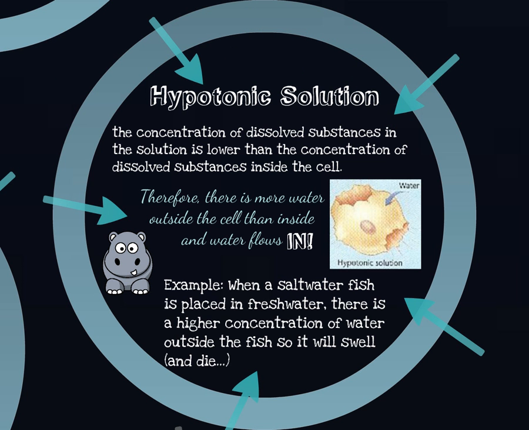So a hypotonic solution is when the concentration of solutes in the surrounding solution is lower than the concentration of dissolved substances inside the cell. We have more solutes dissolved inside the cell. So therefore there is more water, again, that's not quite right. There's a higher concentration of water outside the cell, and so water will flow into the cell. So a good example of this is when you take a saltwater fish and you place it in fresh water. There's a higher concentration of water outside of the fish, so it swells up and usually dies.